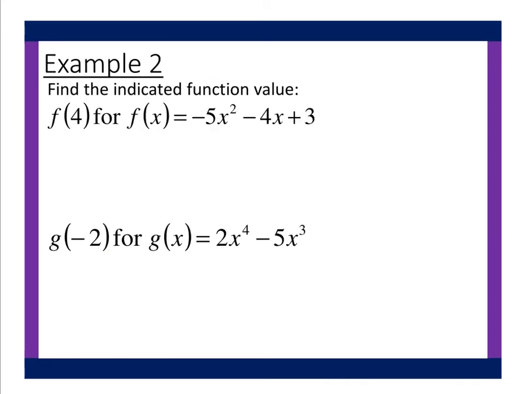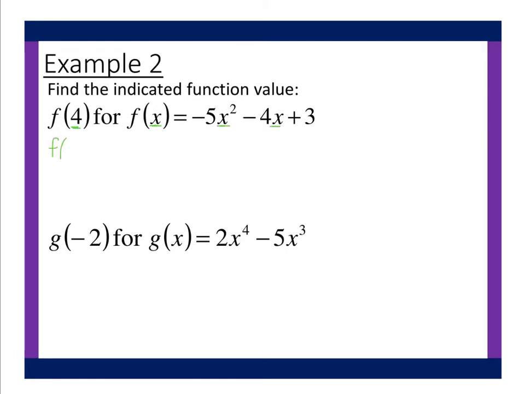So example 2, what we want to do is find the indicated function value. This is a special notation that we haven't used yet this year. This is not f times x, which is normally what a parentheses situation like this might mean. This is saying f of x. And what it lets us do is find things like f of 4, where what we're saying is take whatever is in the parentheses and plug it in for every single x that we have.